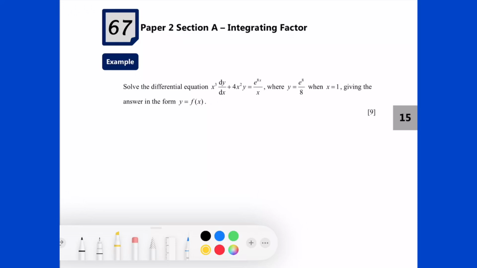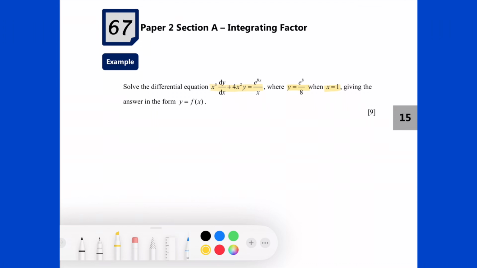This video is going to show you how to use the integrating factor approach to solve a differential equation. In this example, we are given that x to the power 3 times dy over dx plus 4x squared y equals the right-hand side, e to the power of 8x divided by x. With the given condition, y is equal to e to the power 8 divided by 8 when x equals 1.